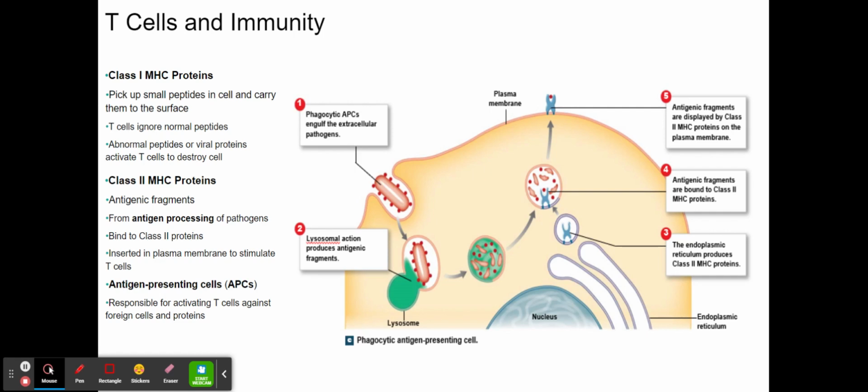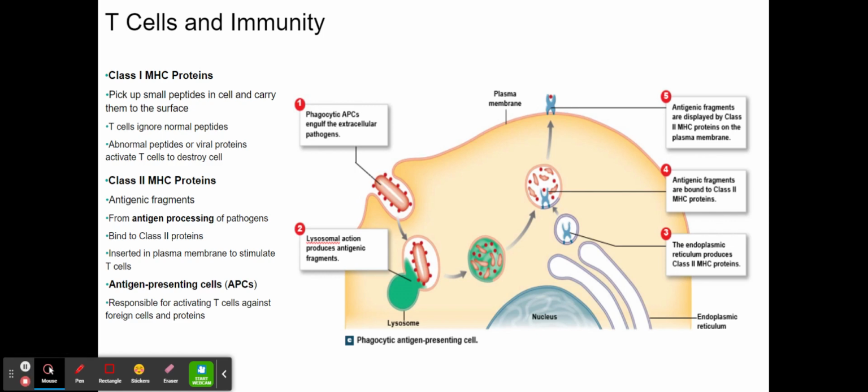Class 1 MHC proteins are in the plasma membranes of all nucleated cells. These proteins are continuously synthesized and exported to the plasma membranes in vesicles created by the Golgi apparatus. As they form, class 1 proteins pick up small peptides from the surrounding cytoplasm and carry them to the cell surface. If the cell is healthy and the peptides are normal, T cells will ignore them. If the cytoplasm contains abnormal or non-self peptides or viral proteins, they soon appear in the plasma membrane, and T cells will recognize them and will be activated.